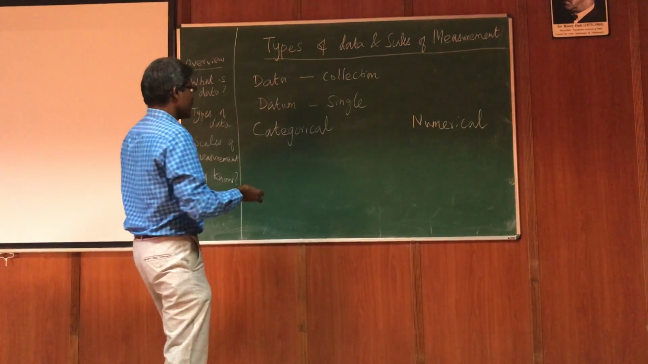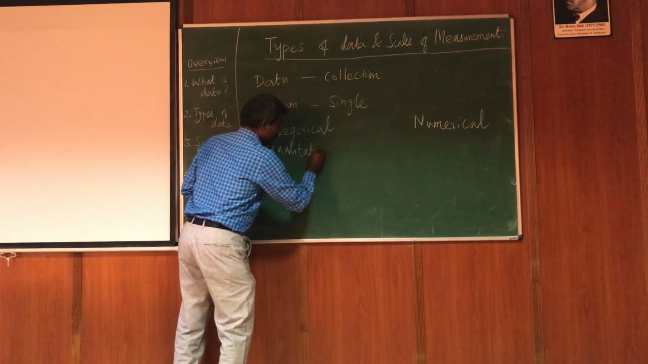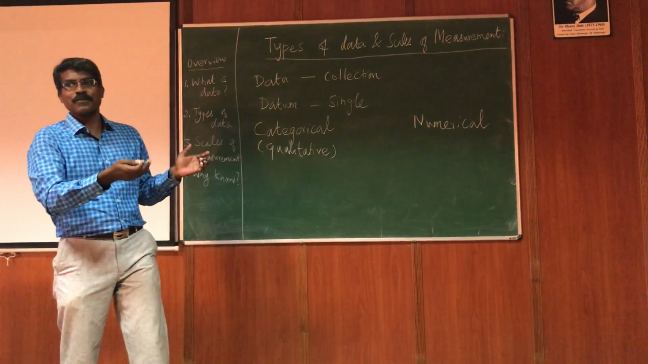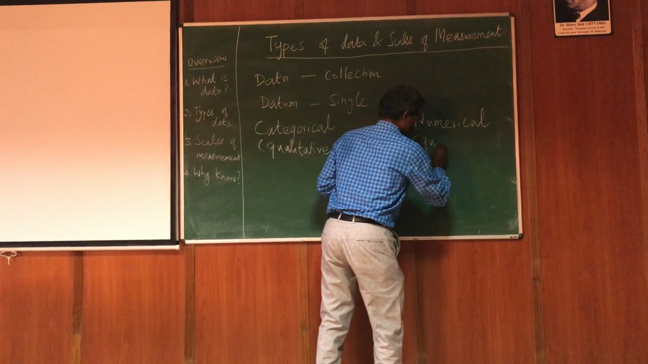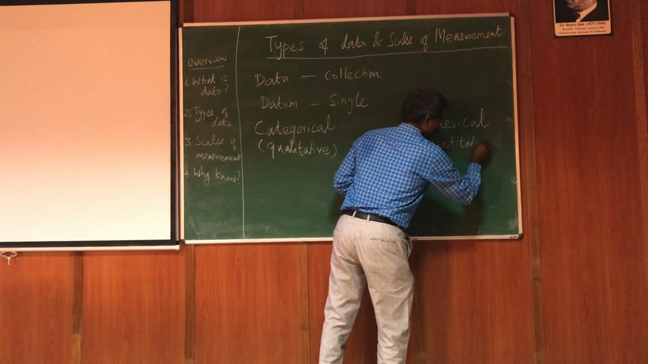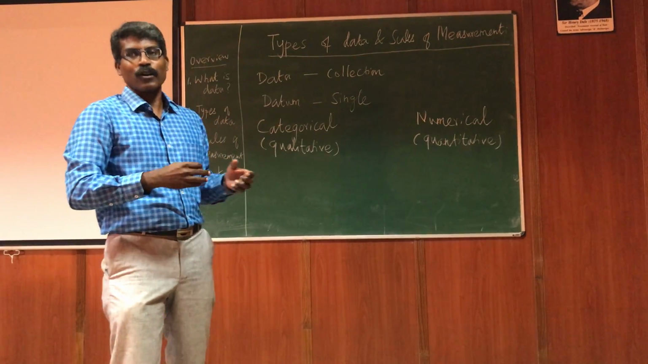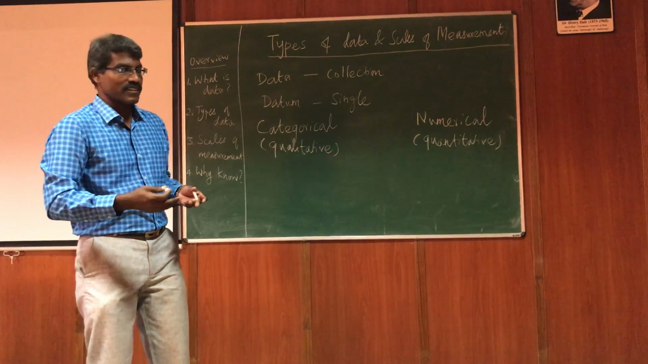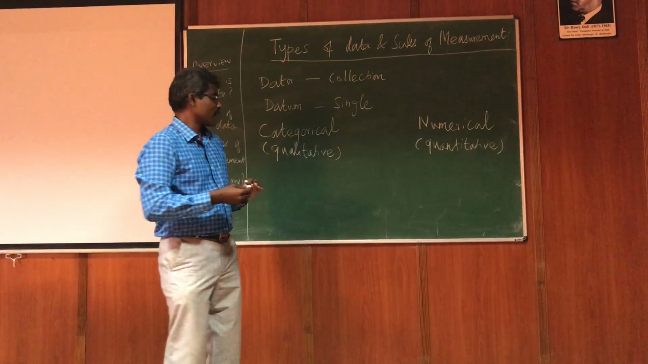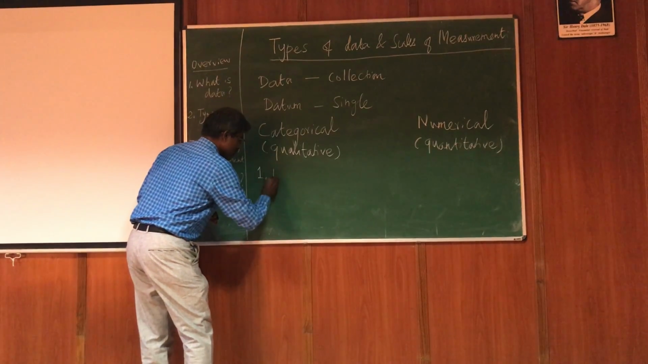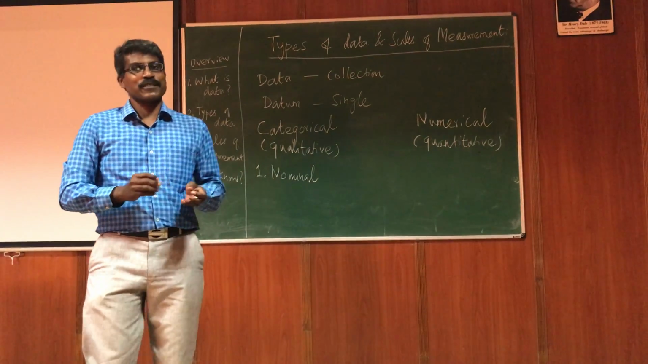The other name for this categorical data is qualitative data, and as we quantify with numbers, this type of data can be called quantitative data. Now let's go into these two types and see what are the scales in which these can be measured. This categorical data can be of two types. The first one is called nominal. Again, the term is very self-explanatory.